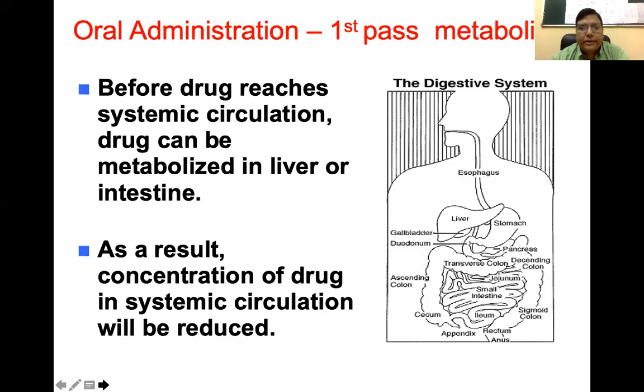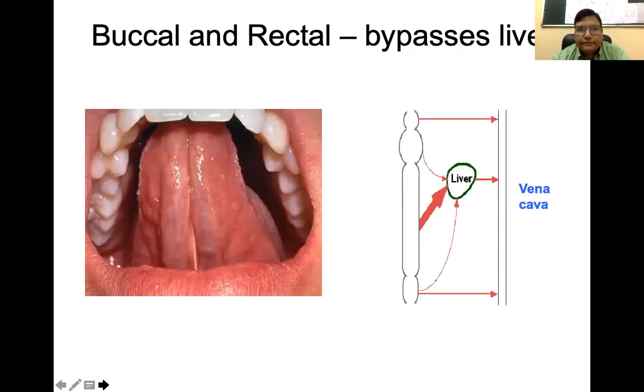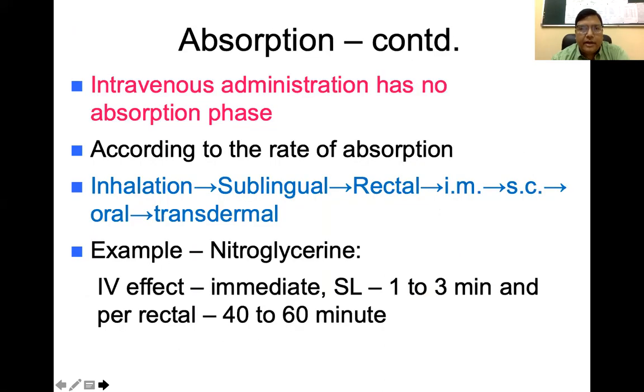And first pass metabolism, I have already discussed: before reaching the systemic circulation, a certain part of the drug gets metabolized in the liver or the intestine when we are taking it orally. As a result, the systemic circulation will get a lesser amount of the drug. First pass metabolism is more for drugs which are absorbed from the intestine or the stomach, and lesser for those given through the buccal or the rectal route. The buccal and the rectal routes bypass the first pass metabolism.